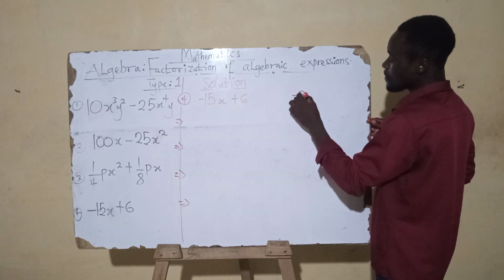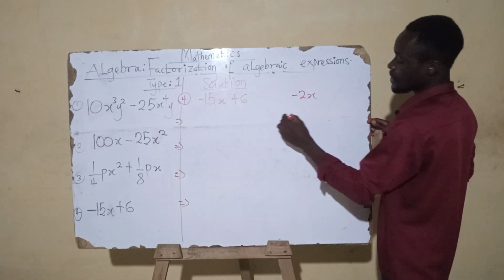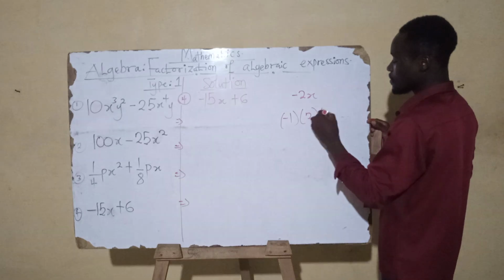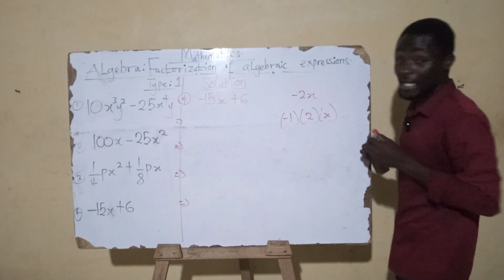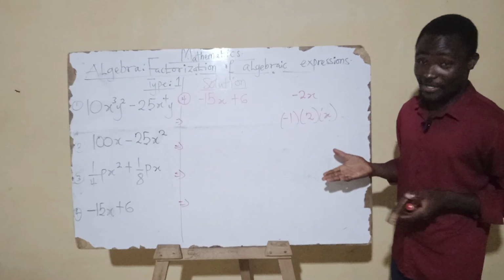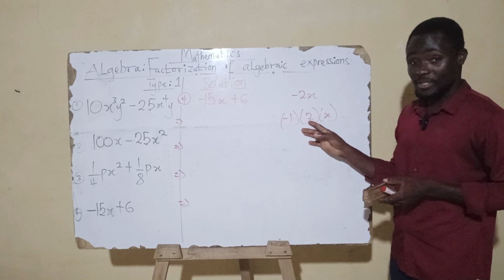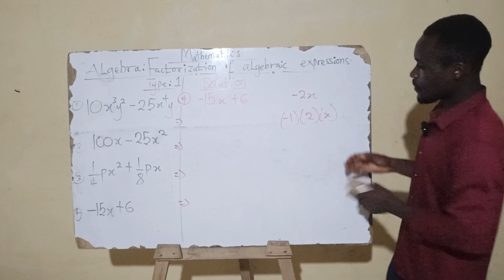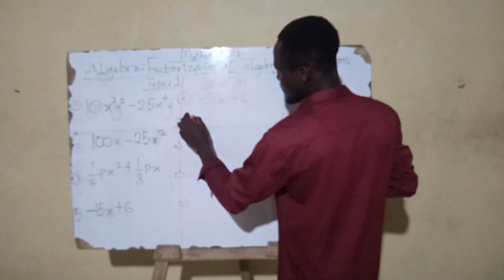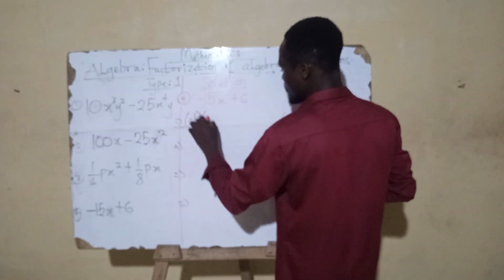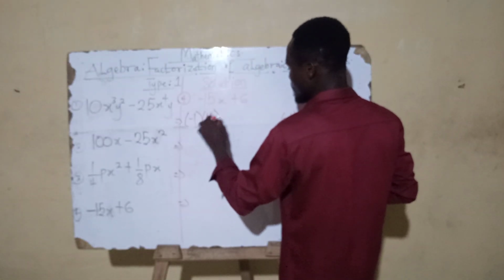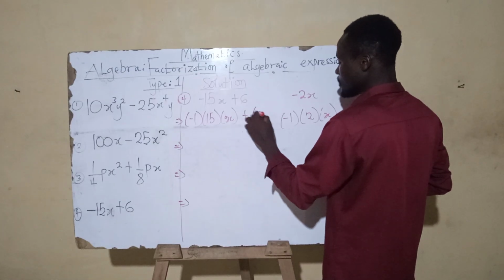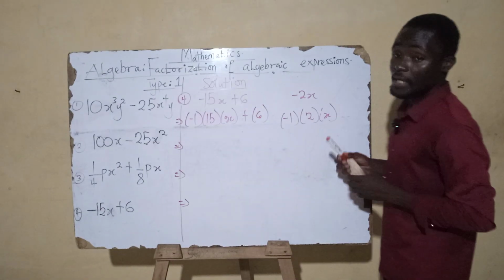we know that negative 2x in math can be expressed as negative 1 multiplying 2 multiplying 1 x. Do you agree with this? Yes, you agree, right? Negative 1 times 2 gives us negative 2 times x gives us negative 2x. I get it. So in the same manner, when I come here, I can rewrite this one as negative 1 in the bracket, 15 in the bracket, x, plus 6 in another bracket. Are you following the concept?